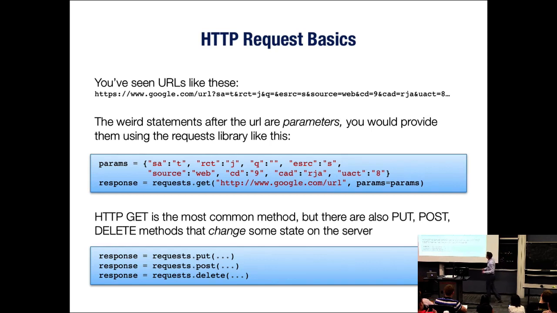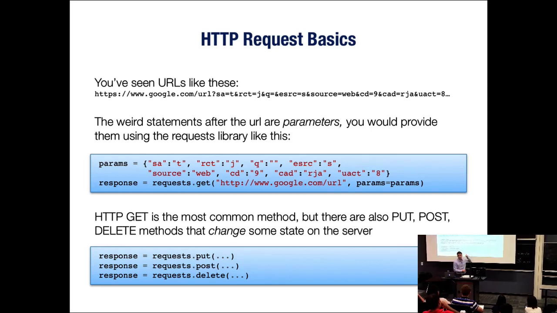So for example, when you execute a query into Google, the query text is a parameter that you pass to Google, right? Because you're still going to the same URL, but you pass in what your query was. And this is how you do this programmatically, right? So this is going to be something you need to do a lot, essentially.